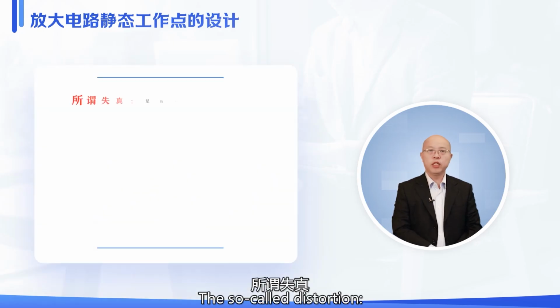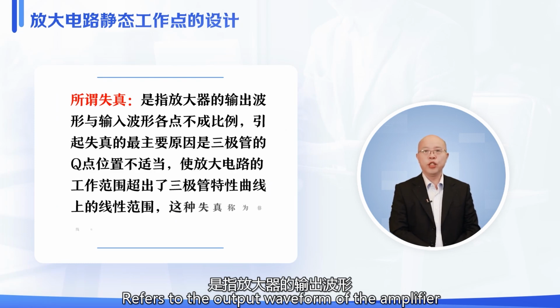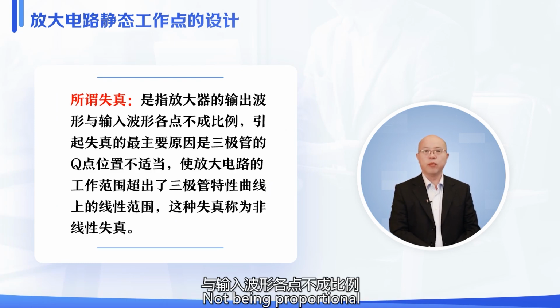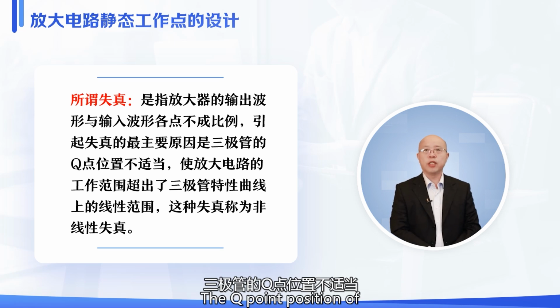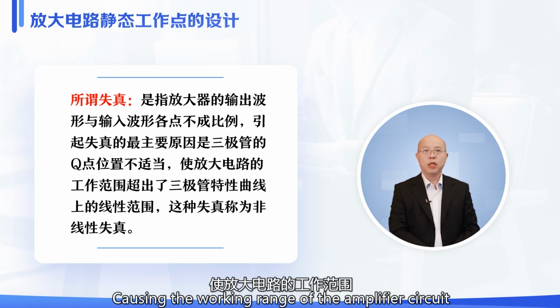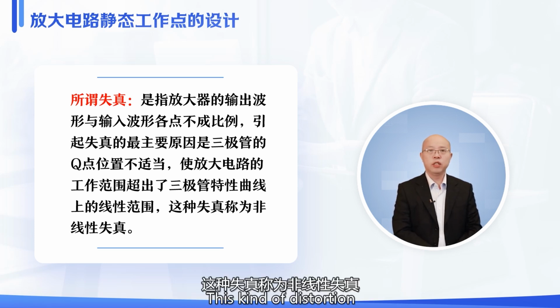The so-called distortion refers to the output waveform of the amplifier not being proportional to each point of the input waveform. The main cause of distortion is that the Q point position of the transistor is not appropriate, causing the working range of the amplifier circuit to exceed the linear range on the characteristic curve of the transistor. This kind of distortion is called nonlinear distortion.